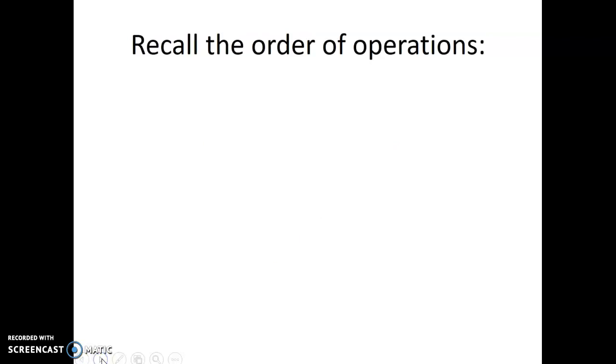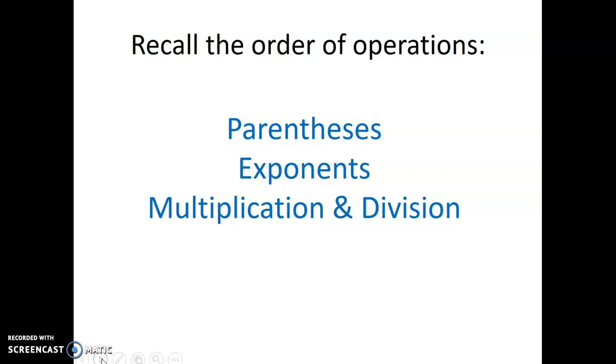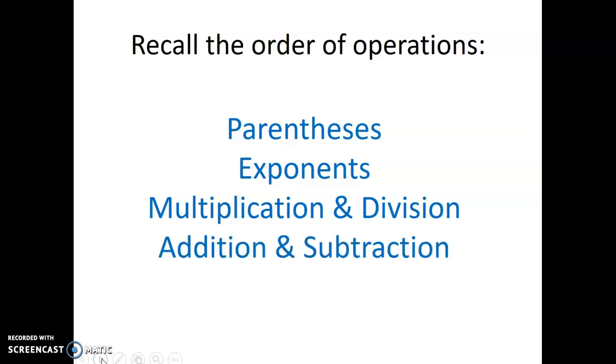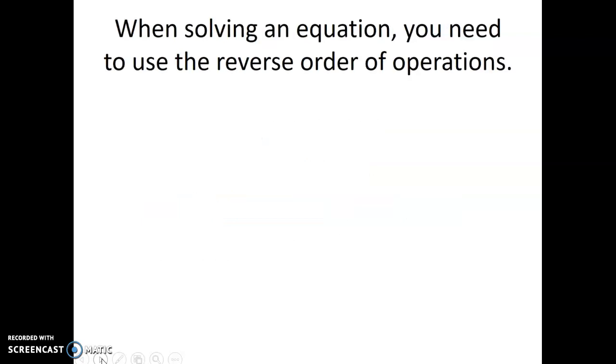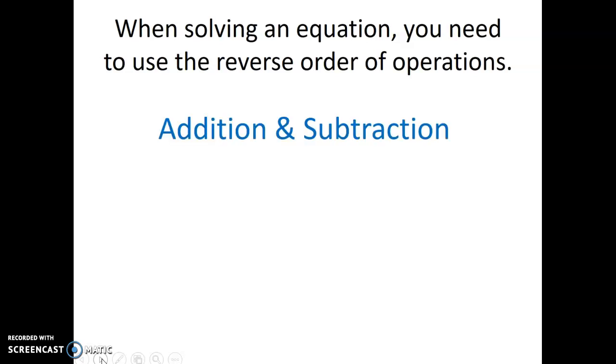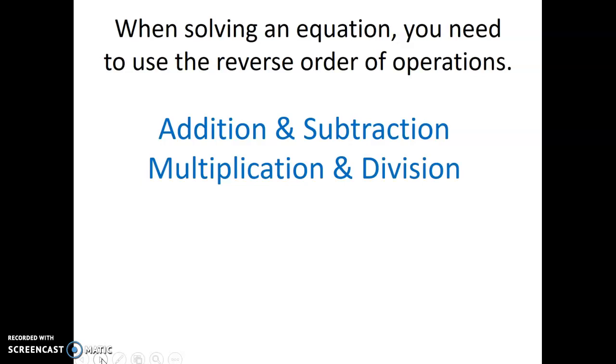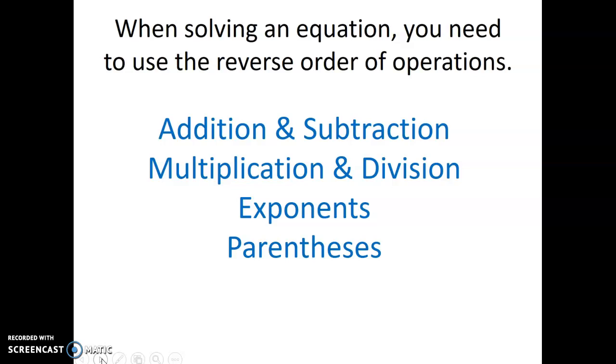Before we get started, we want to recall the order of operations, and the order of operations are simply parentheses, exponents, multiply and divide left to right, whichever comes first, and addition and subtraction left to right, whichever comes first. Now, when we solve an equation, we actually reverse the order of operations. So we are going to undo what we did. So first we would undo any addition or subtraction we see, then we would undo any multiplication and division, and that's where we're going to stop for today. But as we go forward, we're eventually going to undo exponents and then finally undo parentheses.